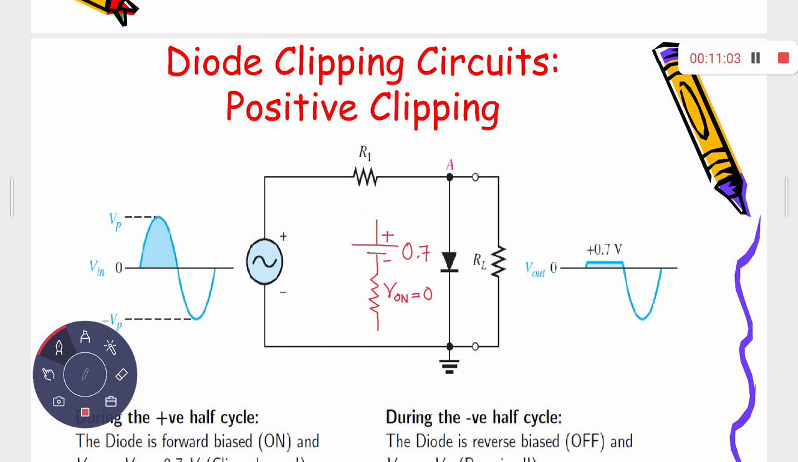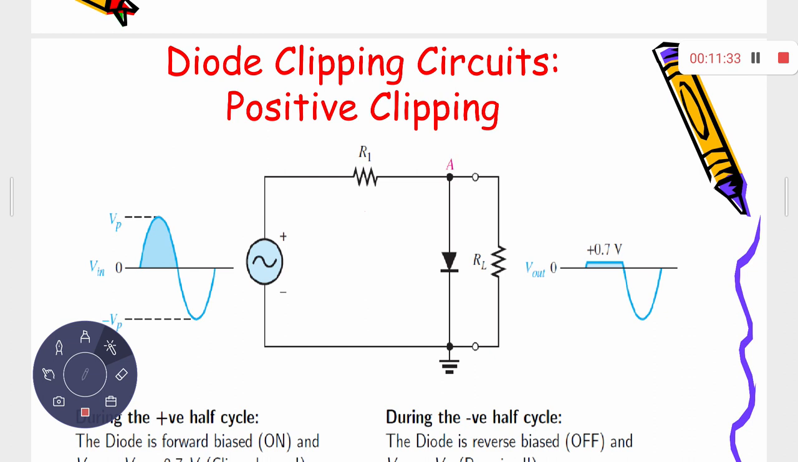Then what happens when your input is just less than 0.7? When the input is just less than 0.7, might be positive or might be negative, I mean 0 to 0.7 or 0 to minus, during that time the diode becomes off. And then the current will flow through this path, and what will be your output? If you just apply the voltage division law, this output is given by RL upon R1 plus RL into V.